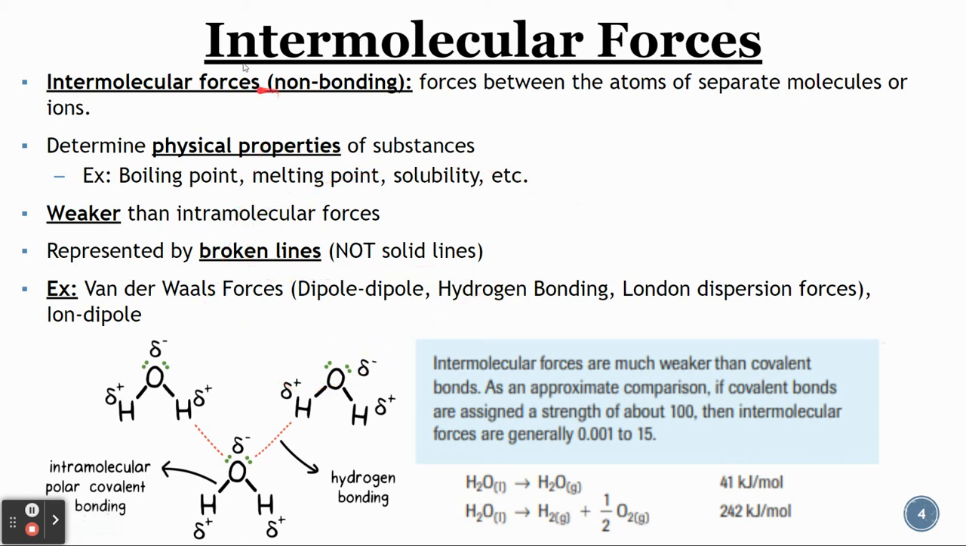There's several different types of intermolecular forces that exist. Collectively, there's some very weak ones called van der Waals forces. So you can see there's dipole-dipole, hydrogen bonding, and London dispersion forces. Those are the three weaker ones, and we'll discuss those. And then there's also ion-dipole forces.